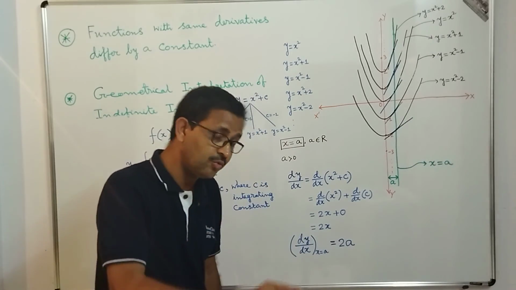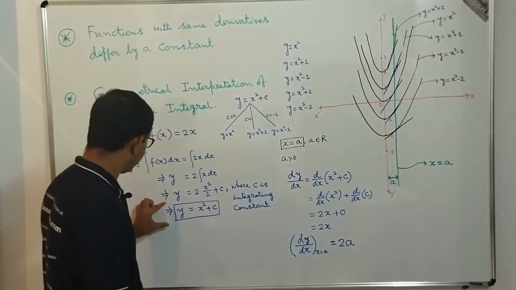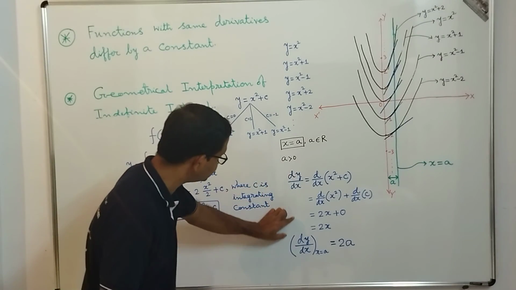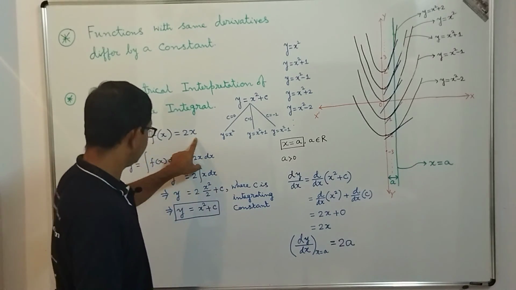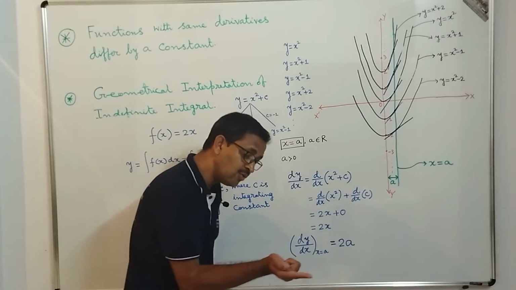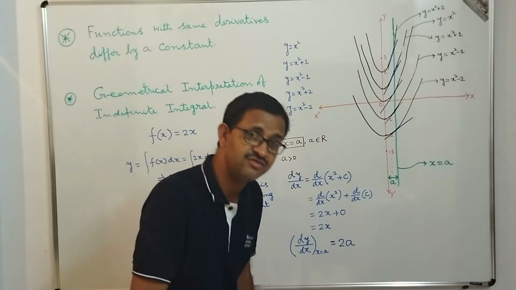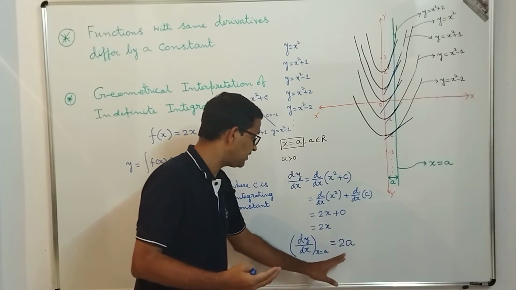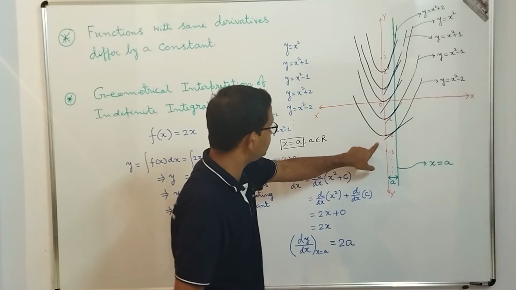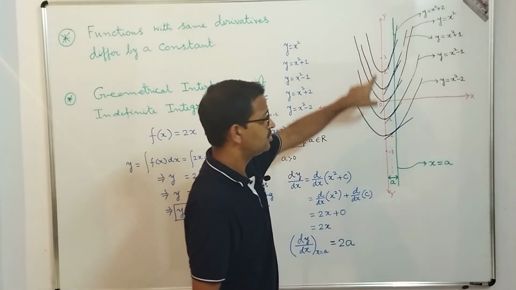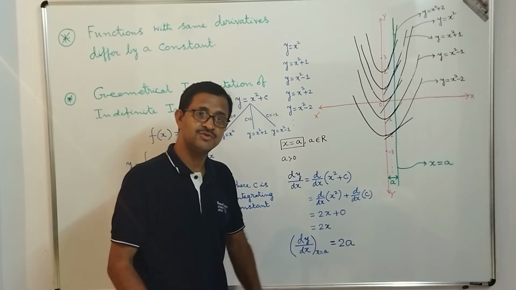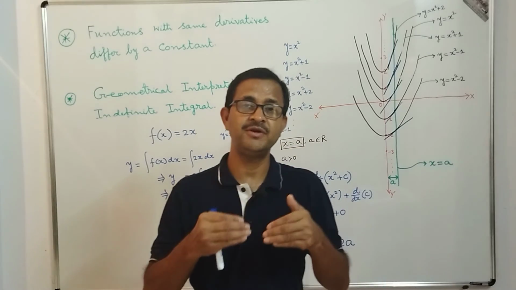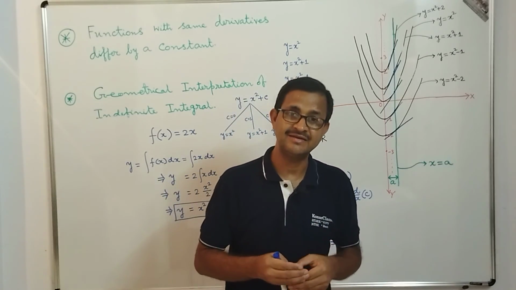And what is that slope? We can find it from the function we got after integration. If we differentiate this function, we get the original function 2x. Now if we find the value of this differential coefficient at the point x equal to a, we get 2a. So all these tangents have a slope of 2a. These are the two main important points as far as the geometrical interpretation of indefinite integral is concerned.